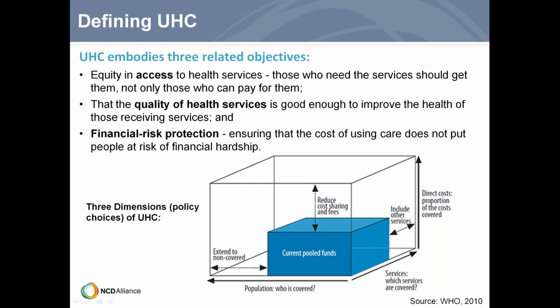There's no point services being available if they aren't of sufficient quality. And finally, financial risk protection to ensure that the cost of using care does not put people at risk of financial hardship. And you can see the diagram at the bottom. A lot of you are probably already familiar with it, but it outlines those dimensions in terms of population, who is covered, services, which services are covered, and whether or not direct costs, which proportion of those costs are covered, and the measures that need to be taken to ensure full coverage of all of those 3 dimensions, also included in the diagram. Next slide, please.